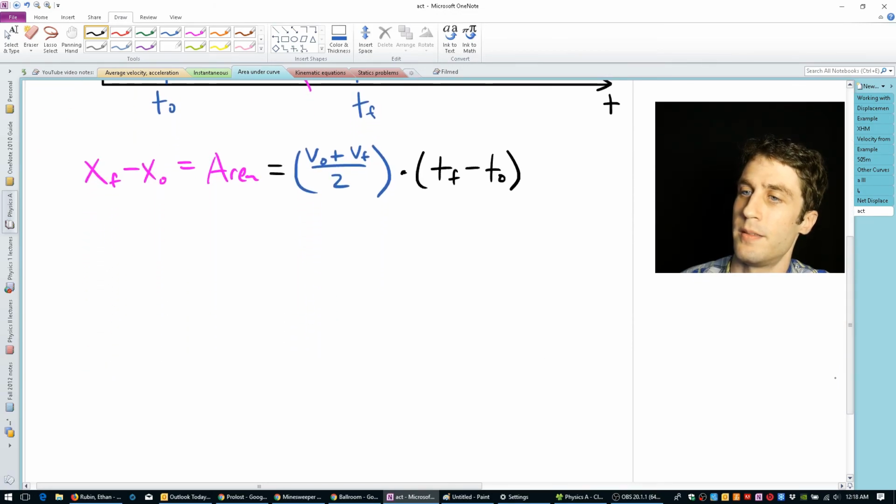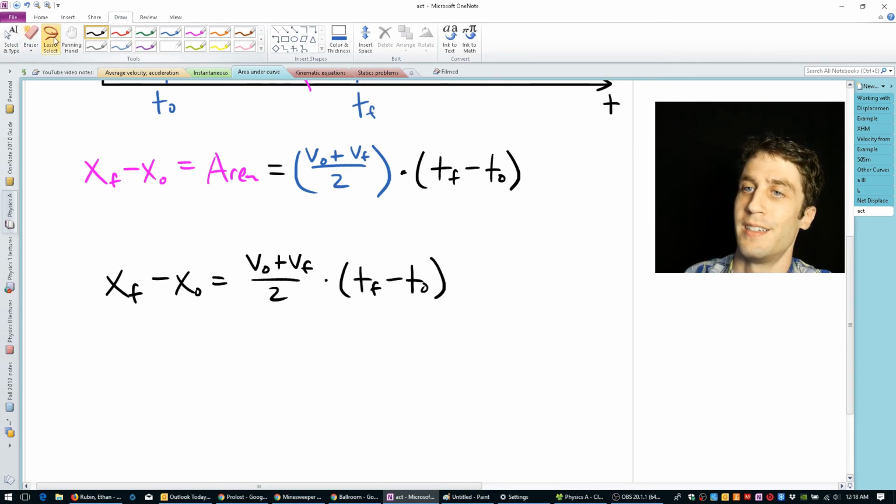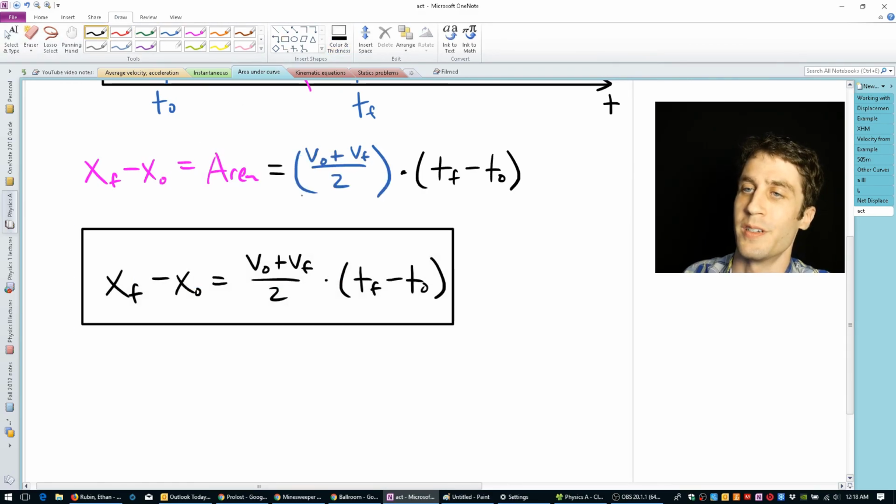All right. So again, let me write this out fully explicitly. x final minus x initial is equal to v naught plus v final divided by 2 times t final minus t initial. All right. This is a very important equation. It only applies when the acceleration is constant. If the acceleration is not constant, then the average velocity does not manifest itself as v naught plus v final divided by 2, or v initial plus v final divided by 2.